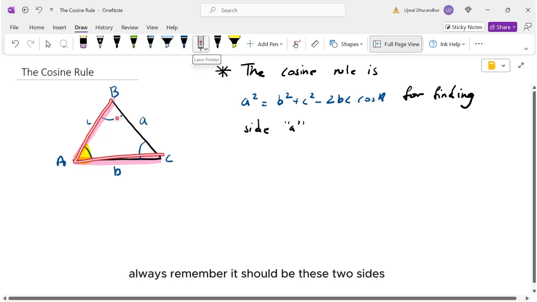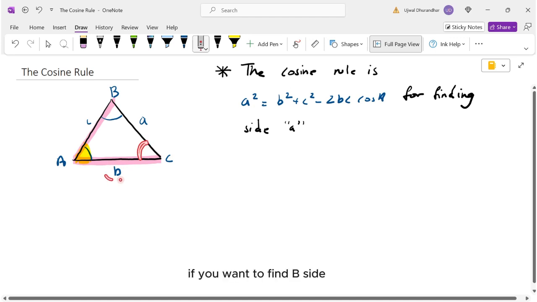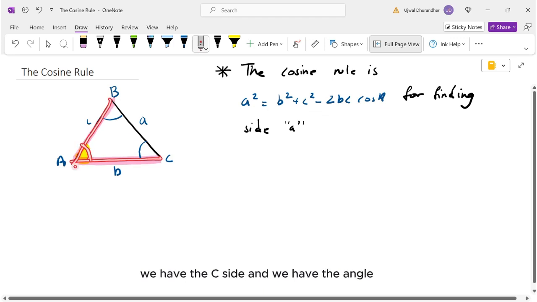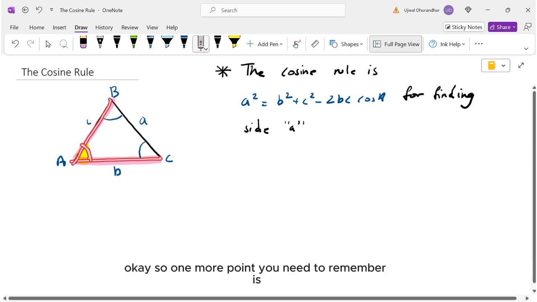Always remember, it should be these two sides and the angle between them. You should not take this angle and this angle if you want to find this. Also, for example, if you want to find side C, then you should have this angle. If you want to find side B, then you should have side C, side A, and you should have the B angle. But in this case, what we have is the B side, the C side, and the angle. Okay?